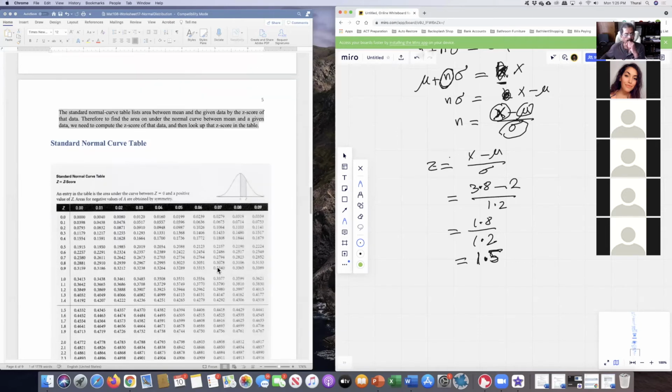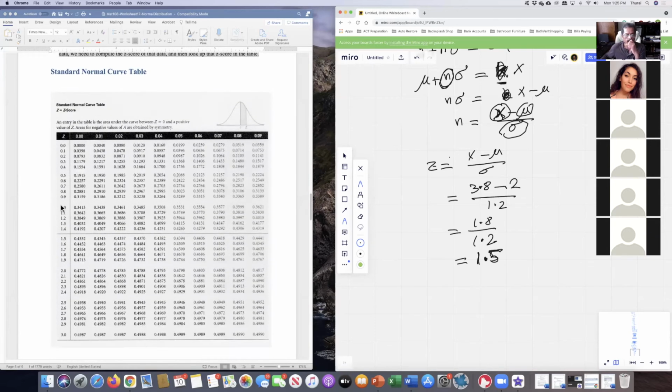Here's how you look up. The z is the first column here, and our number is 1.5. So I have to go down to 1.50. The first column is 0. That gives me the area, 0.4332. Everybody see that? 0.4332 is my answer. Go under 1.5 in the z column and go to the 0 column.